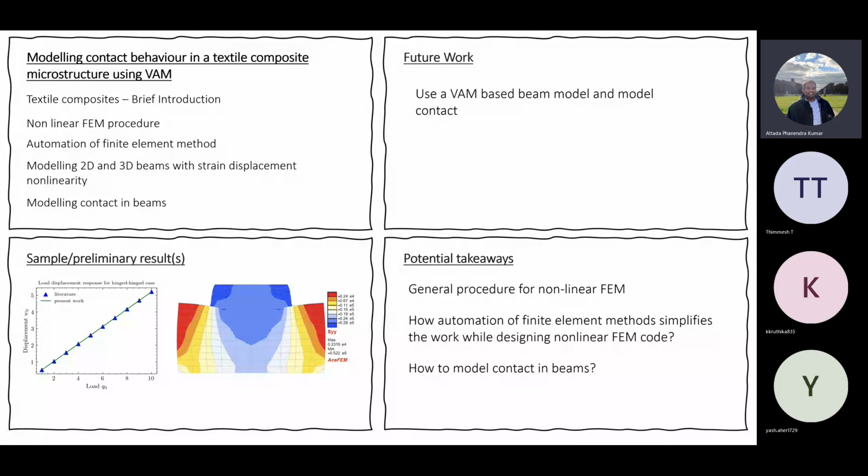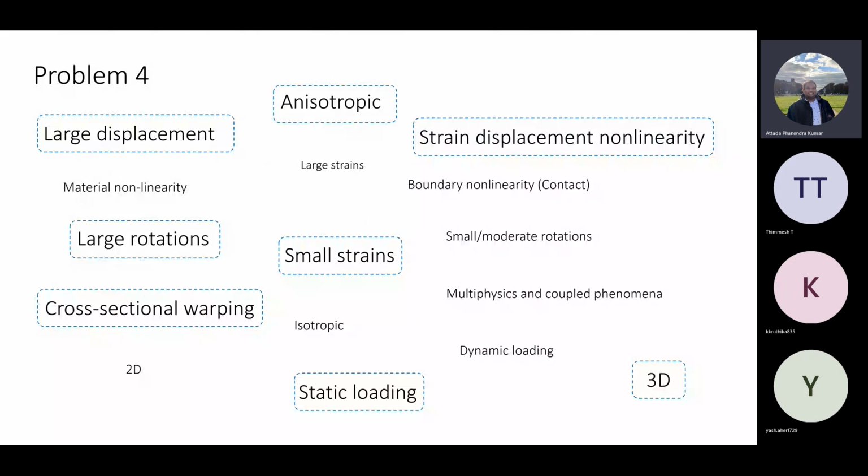So I hope the potential takeaways are: I would like to explain what is the general procedure for nonlinear FEM, how automation of finite element methods works, what is ASGen, what is ASFEM, and finally how to model contact between beams. So the future work is I'm trying to use WAM, which can be used for an anisotropic case. The additional complexity is that instead of considering isotropic, we use anisotropic, and this creates a little more complication in the formulation. So I'm trying to model that. Thank you.